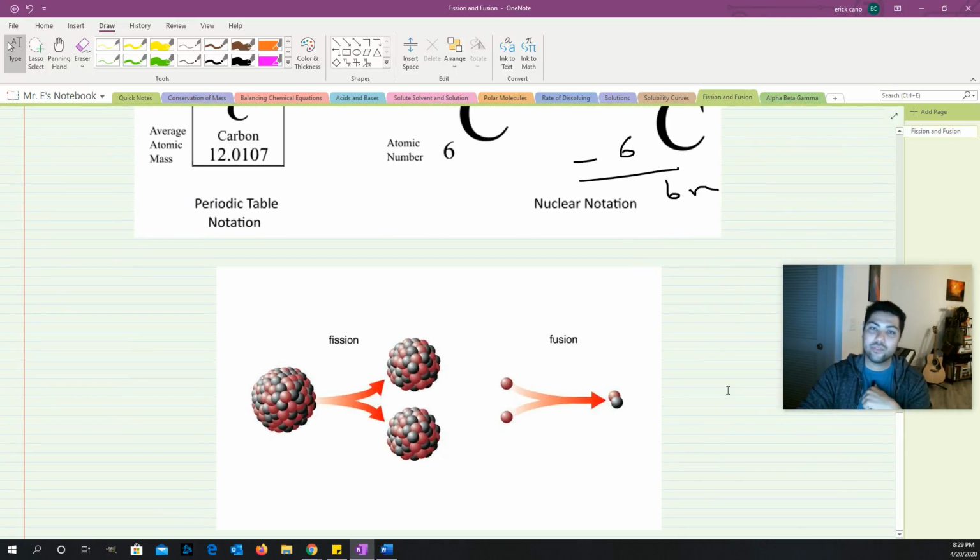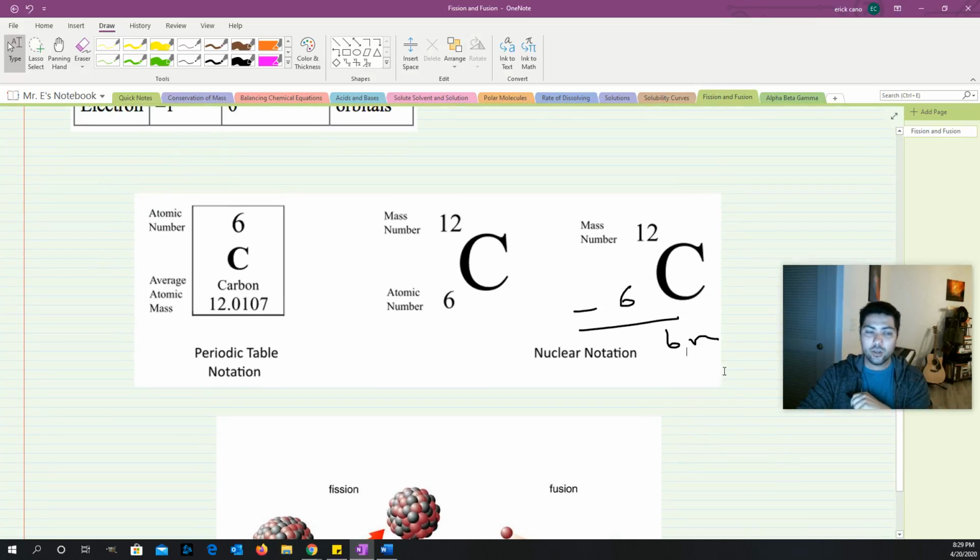And when we use the word fission, we think of division, it divides. And we think of fusion, it comes together, it fuses together. That is it. Hope that helped.